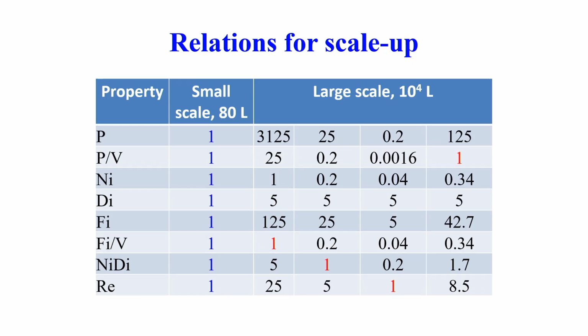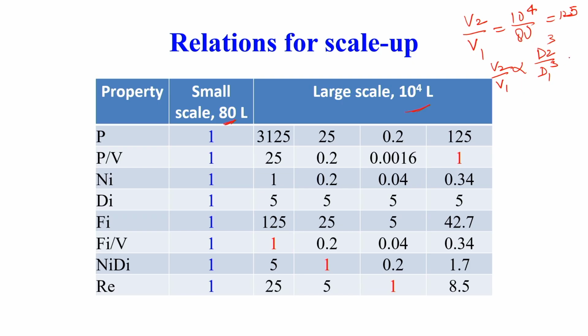So, here we will see one example. Let us say for a small scale the size is 80 liter and for the large scale the size is 10 to the power 4 liter. So, the first thing is the ratio of V2 upon V1 is 10 to the power 4 upon 80, equals say 125, and as we know V2 upon V1 should be proportional to D2 cube upon D1 cube.